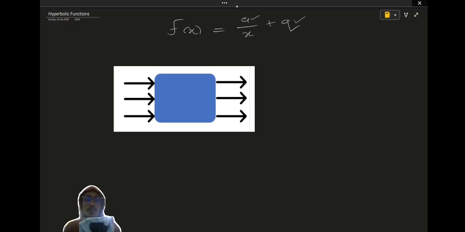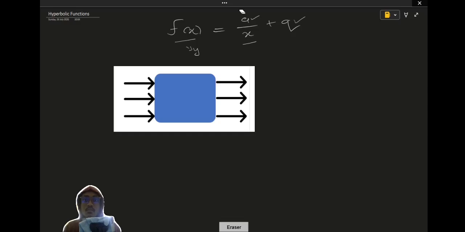I'm sure you are now familiar with f of x and x, because f of x is the same as our y, and then this is just our x. So a and q, don't worry about them for now. I will explain later what they are supposed to do.